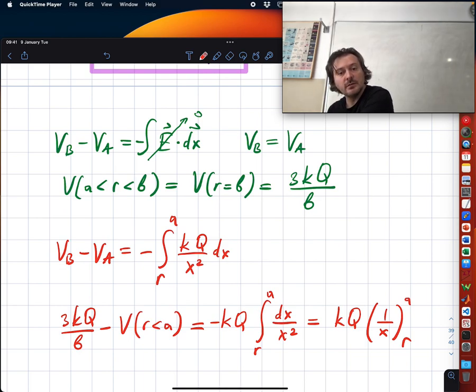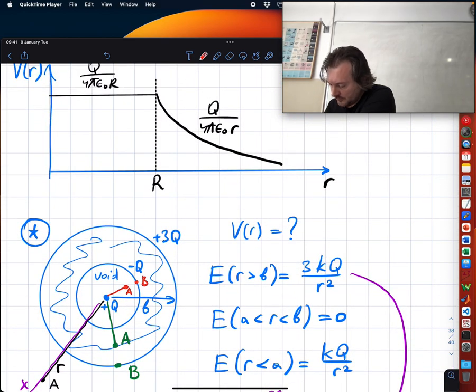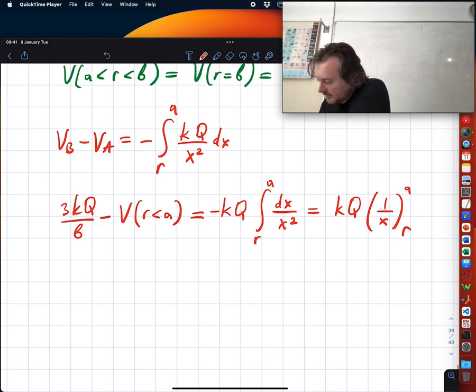What is A here? A is the inner radius, the void's radius. Yes, the void's radius. So I get something like kq over A minus kq over r.